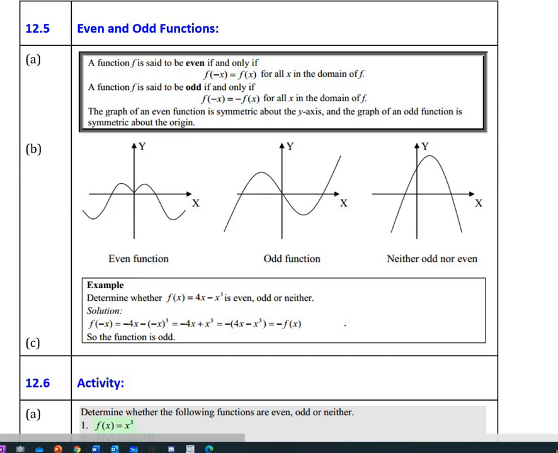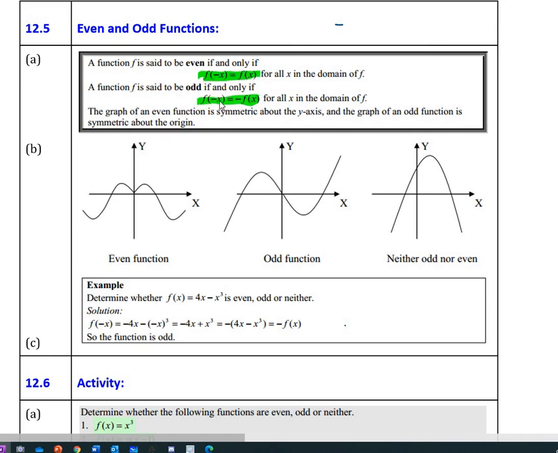So when you do the test for even and odd, you just look at f of negative x. In other words, you look at symmetry in the y-axis. And if a graph is symmetrical in the y-axis, it will be an even function. So this is actually very, very easy. Just don't get confused with the test for symmetry. Here you just do f of negative x.